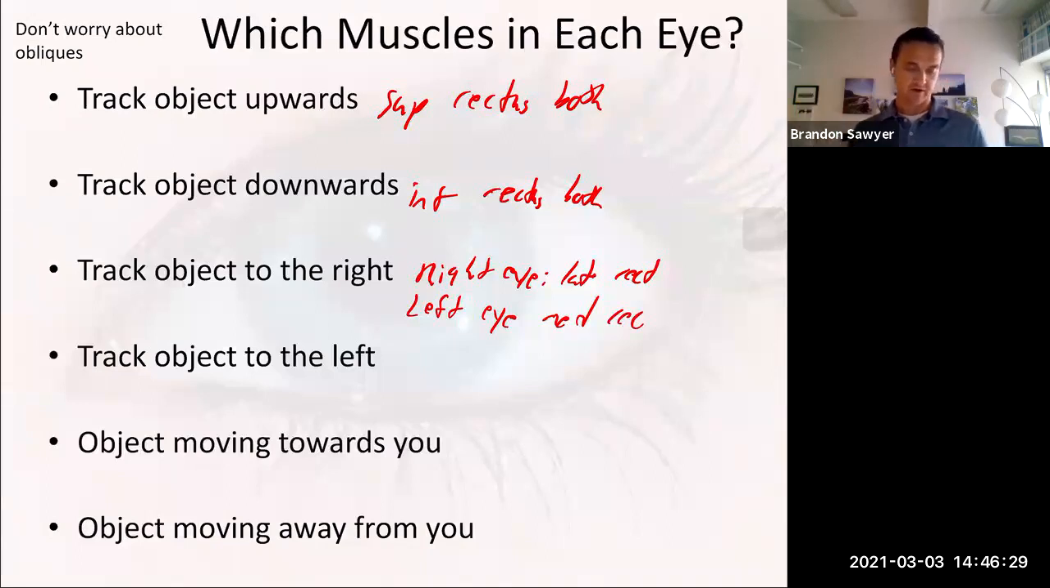And don't worry about involving the obliques. You don't have to worry about that. So for an object moving towards you, you're going to use both of your medial recti, and away from you, both of your lateral recti. And make sure to include the nerves when you walk through this.